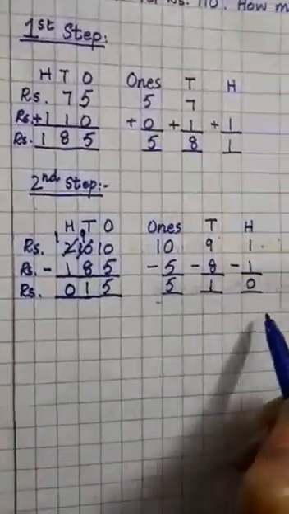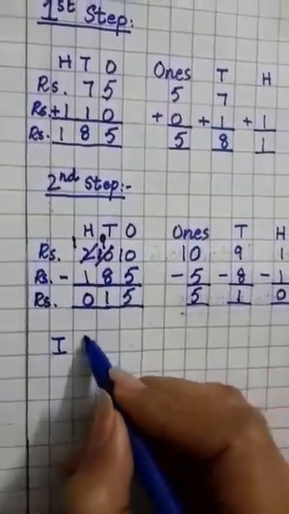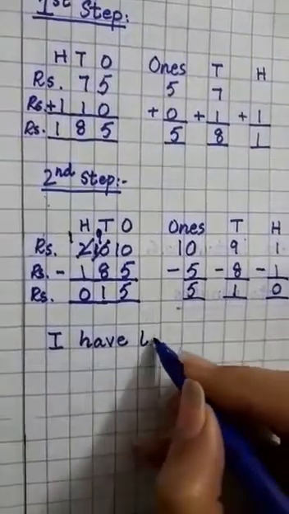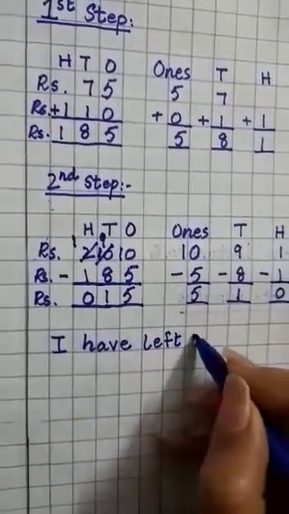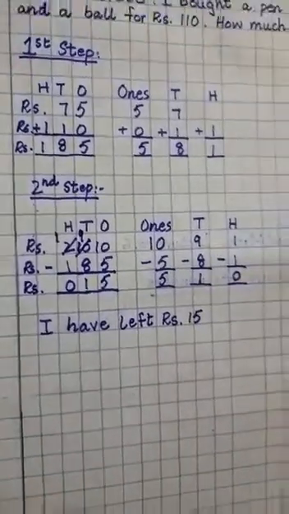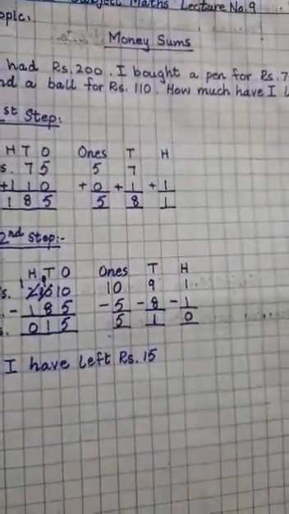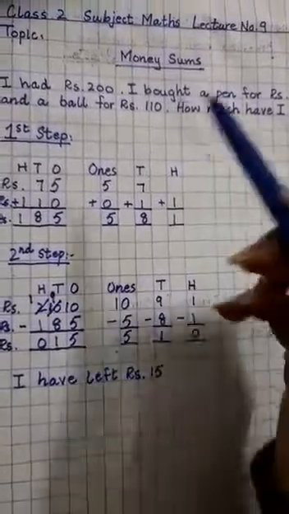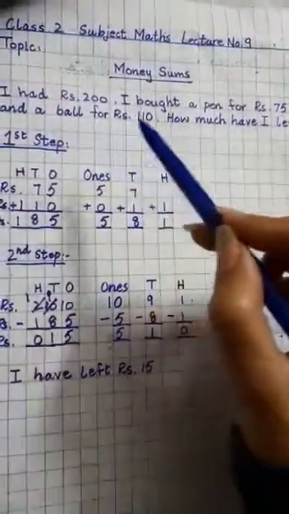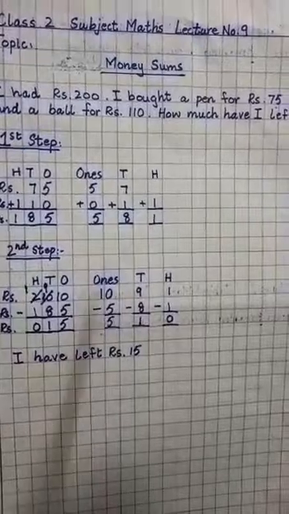Now leave one line and you have to write the statement, I have left rupees 15. Okay, once again I'll tell you, over here in the statement we have, I had rupees 200, total amount is 200. I bought a pen for rupees 75 and a ball for rupees 110. How much have I left?